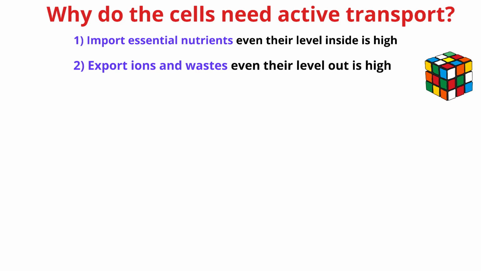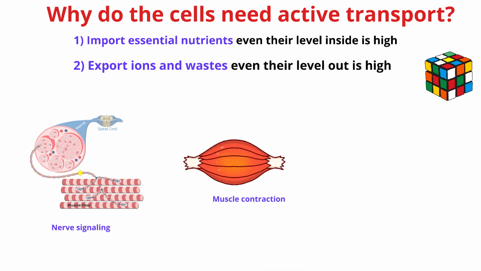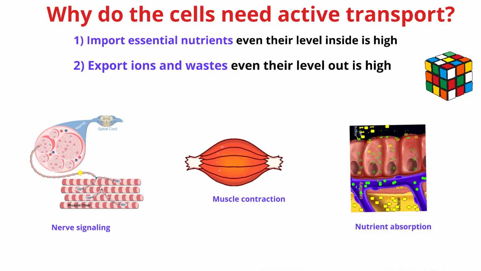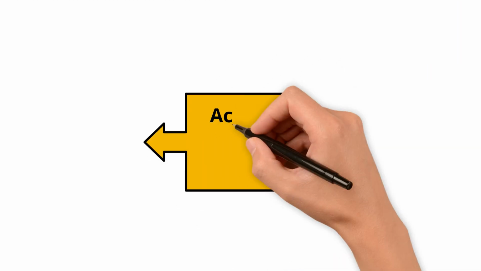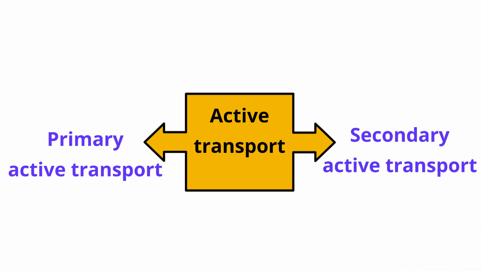Without it, cells wouldn't be able to maintain internal balance or perform critical functions, like nerve signaling, muscle contraction, or absorption of essential nutrients like glucose and amino acids. Nonetheless, active transport comes in two main types: primary and secondary, depending on the source of energy and how it is used.